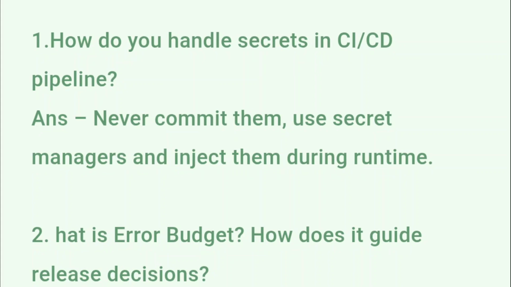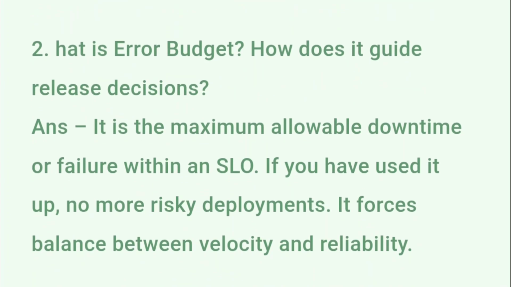The first question was, how do you handle secrets in a CI/CD pipeline? The short answer was we should never commit secrets in code, and we need to use secret managers like AWS Secrets Manager, HashiCorp Vault, or Azure Key Vault. Whenever we are running a pipeline, we need to inject the secrets from these third-party vaults at runtime only.